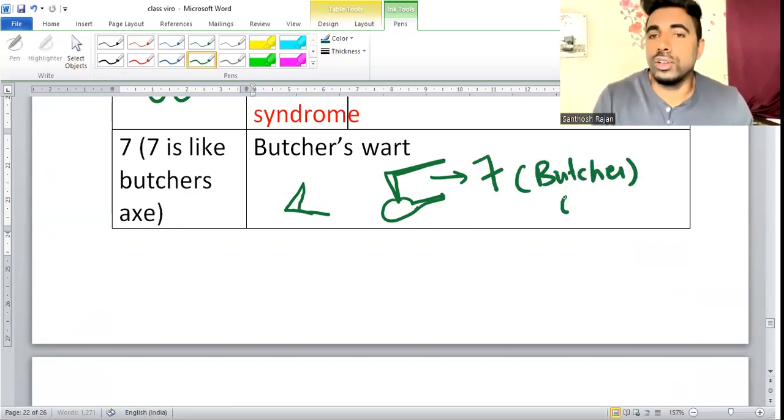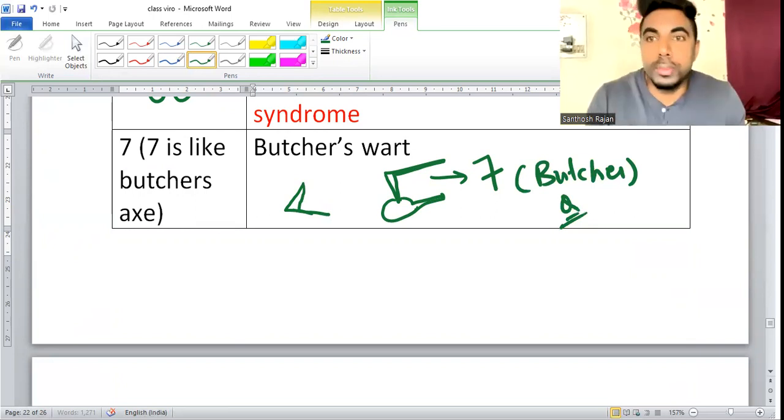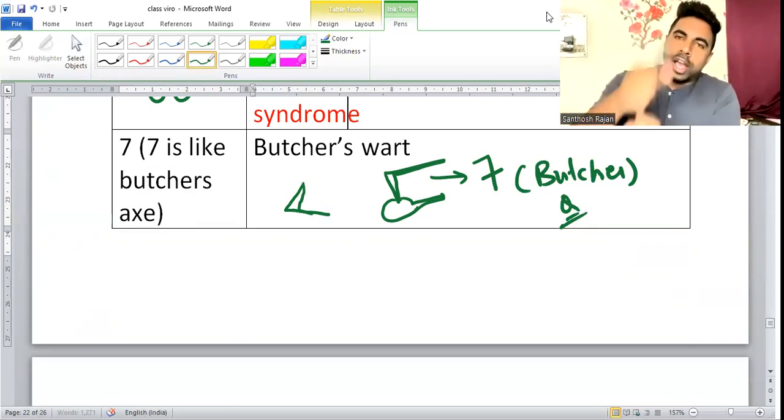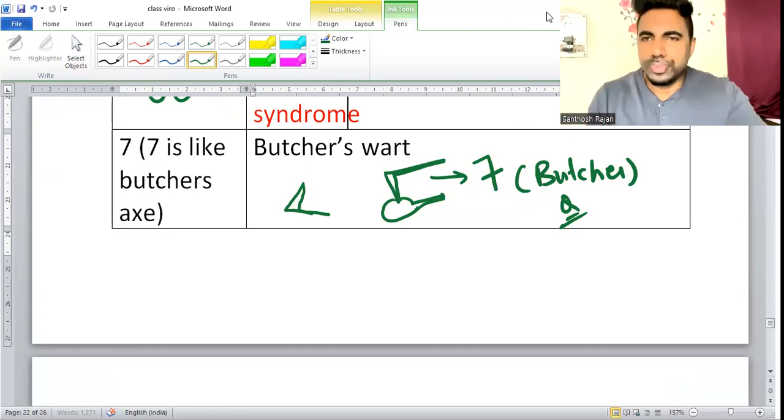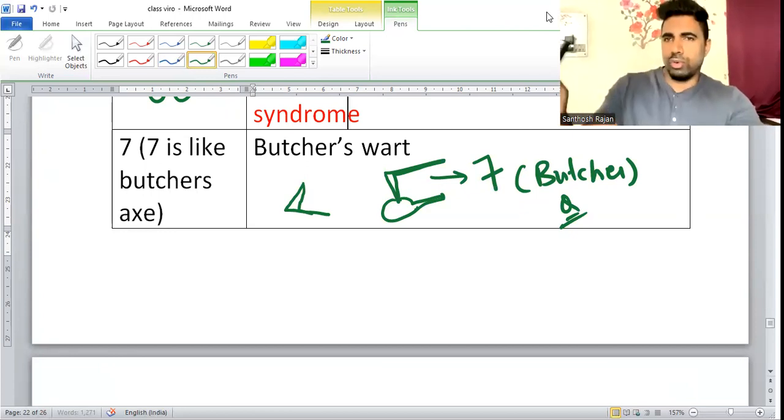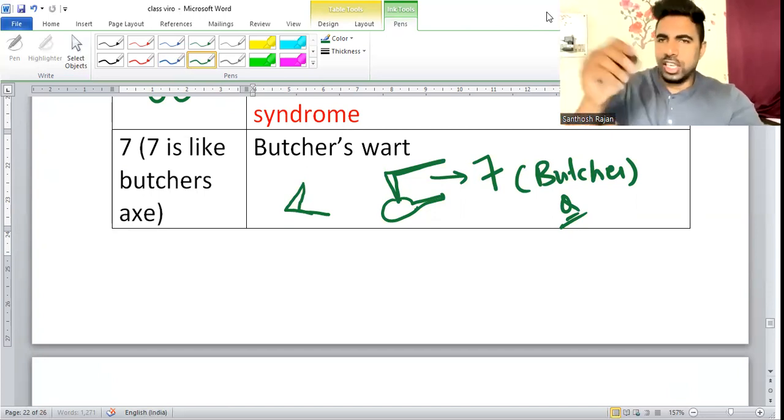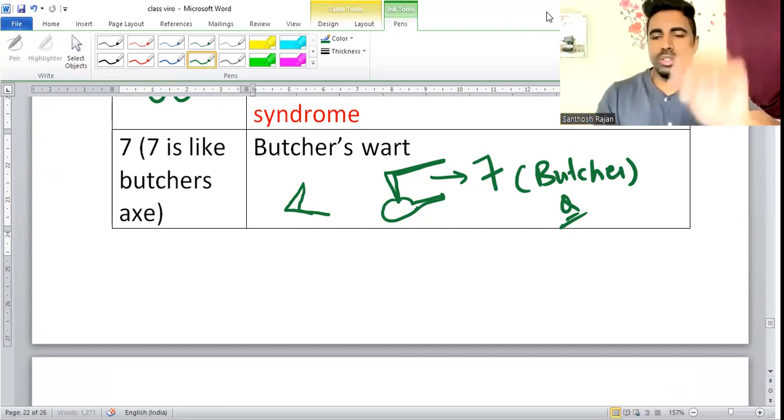This will be an easy question, you can't make a mistake. So axe is like seven, so it's butcher. Okay. VV, common, VV is equal to four. Five, E. 8 also starts with E. EE, epidermodysplasia verruciformis, that is causing the Treeman syndrome, right?